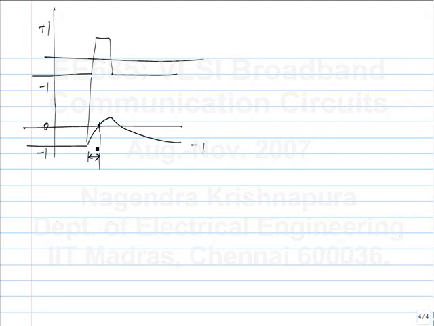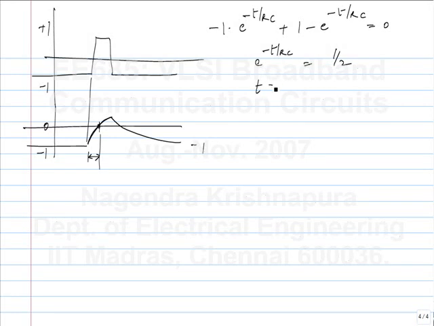Okay, so this curve is described by -1 + e to the -t by RC, and this has to be equal to 0. So e to the -t by RC is half. So t is RC log 2. So the zero crossing here is displaced from the zero crossing at the input by some amount. That itself is okay. If all the zero crossings are shifted by the same amount, that is fine. That won't make any difference.